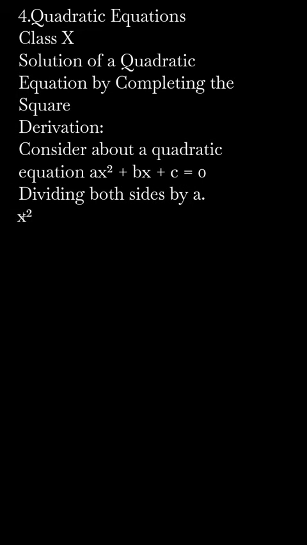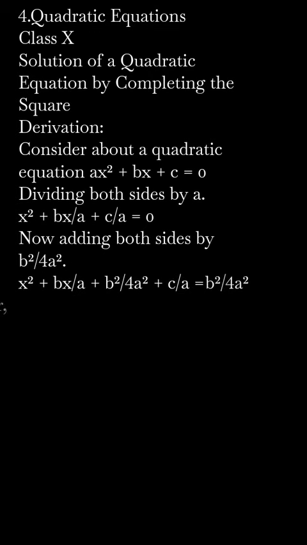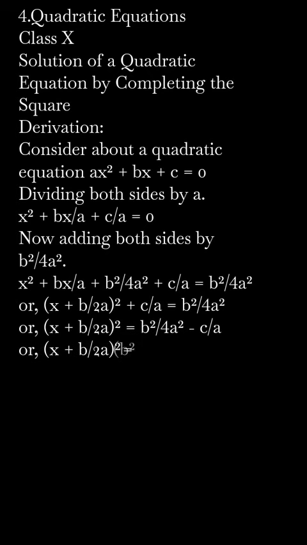Dividing both sides by a: x² + (b/a)x + c/a = 0. Now adding b²/4a² to both sides: x² + (b/a)x + b²/4a² + c/a = b²/4a². Or (x + b/2a)² + c/a = b²/4a².